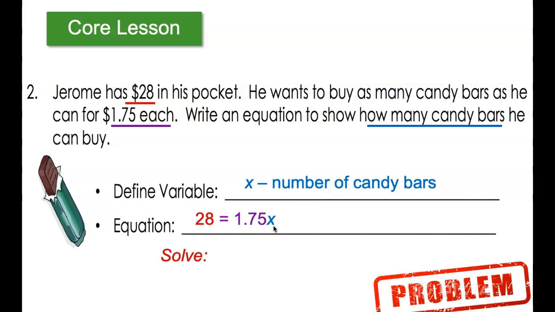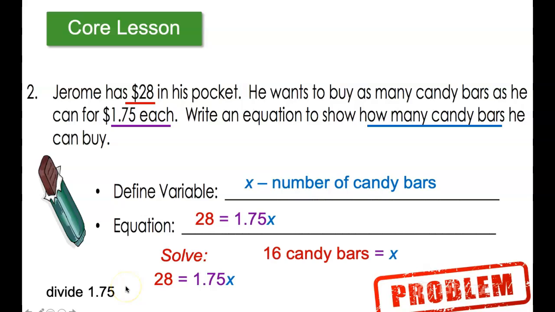It's a multiplication problem, so we can solve this by dividing both sides by the coefficient, which is $1.75. So if I divide 28 by $1.75, it's 16, so that means that Jerome can buy 16 candy bars for his $28.